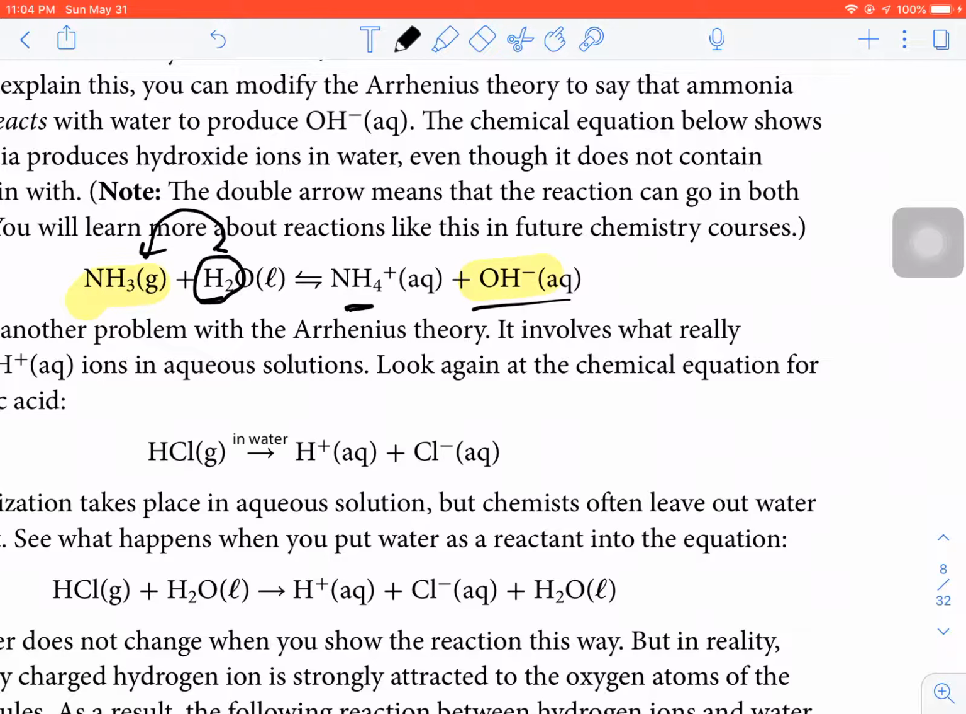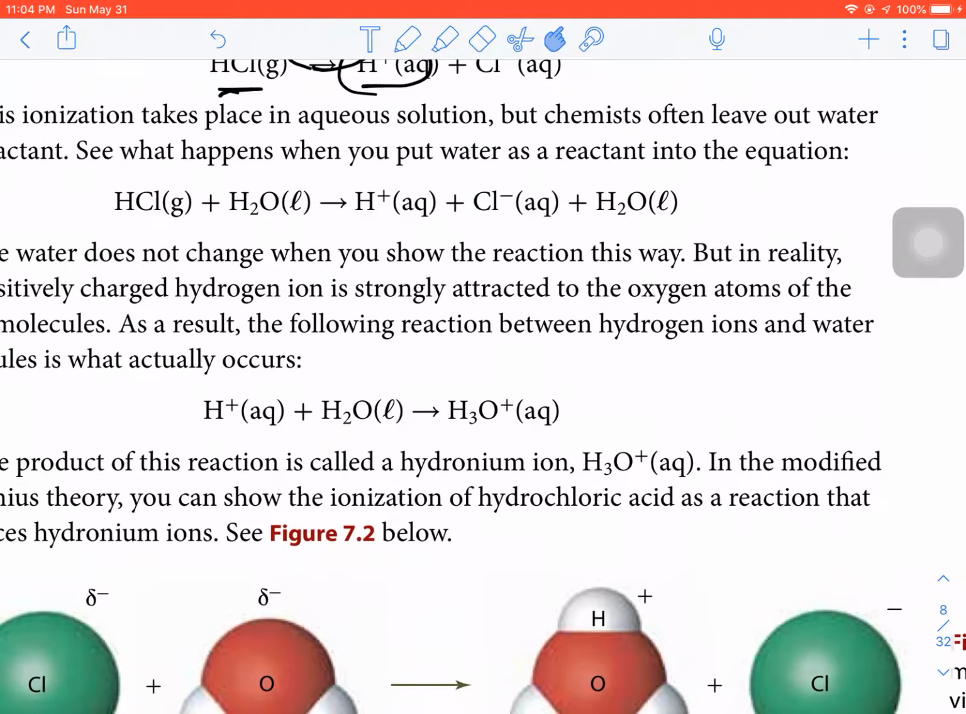And the other part of the issue with the Arrhenius model was that H plus really doesn't exist in water. So when I put my HCl in water, the H plus will actually bind to the water to make H3O plus, the hydronium ion, and that's what makes something an acid. Because H plus doesn't exist in water, as soon as I put the two together, they will create that hydronium ion. So technically, we do have H pluses being created, but they won't stand alone in a solution.